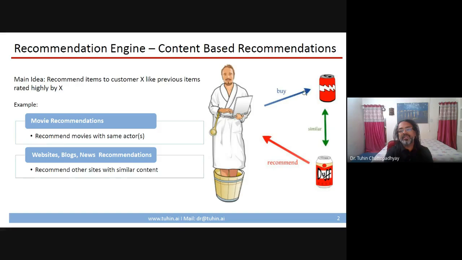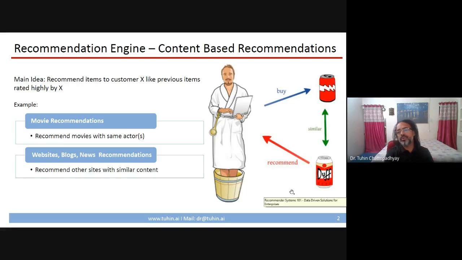Say, for example, you prefer a particular type of lager beer, or a strong beer, or a particular type of Coke, whatever. If there is another lager beer similar to the one you prefer, and you purchase this one, then this similar item would be recommended to you. That's how a content-based recommendation works.